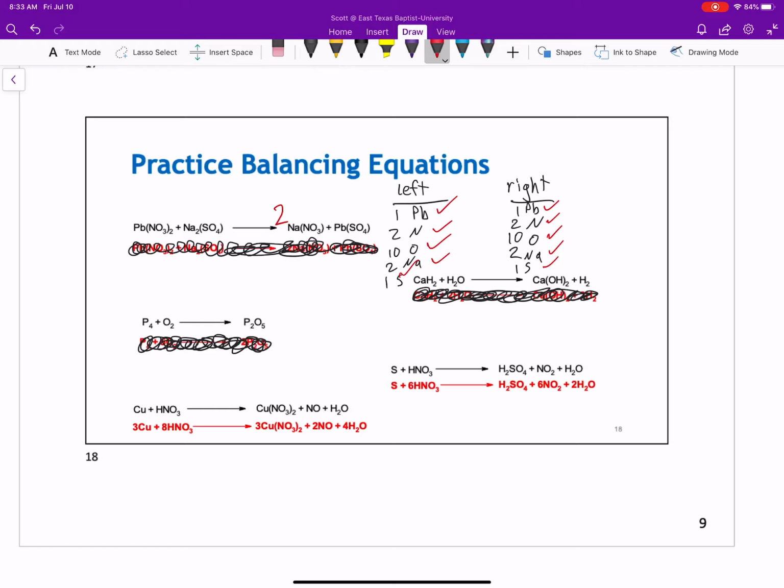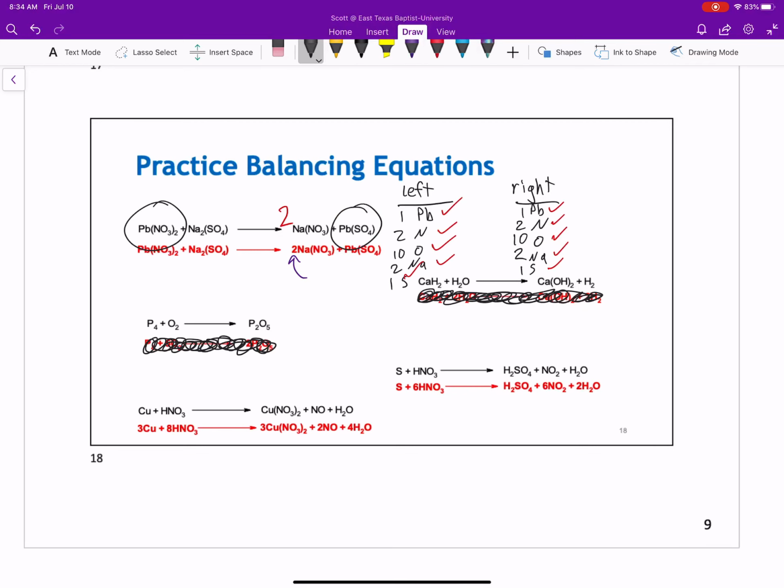So even though that would look like a very scary equation, it was actually a pretty simple solution. We just had to add a coefficient of 2 in front of the sodium nitrate. And hopefully you caught a glimpse of my strategy. I didn't want to mess with the one that didn't have to be messed with, okay? I opted to not mess with anything involving lead because leads were already balanced. Okay, and so that was actually a pretty easy example.